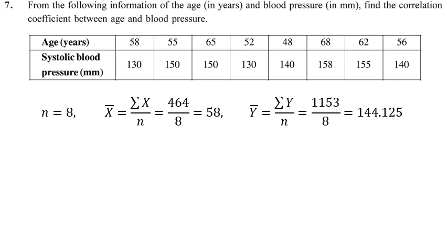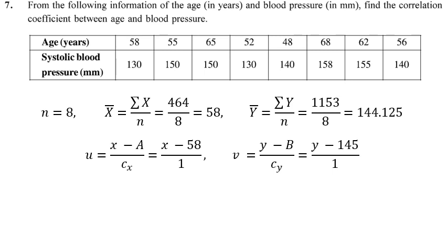In the blood pressure, 130, 150, okay, 10s, 10s, 10s, so 158, no 10s there. So no pattern in the y also, so we will not be dividing this data with anything, but we will just be subtracting the values. So we will subtract 58 from x and 145 from y. You can take whatever value you want. This is just what I have taken for the sake of example. So u will be x minus 58, v will be y minus 145.